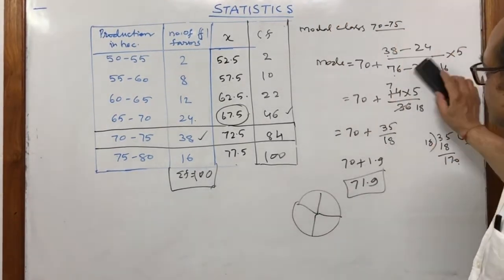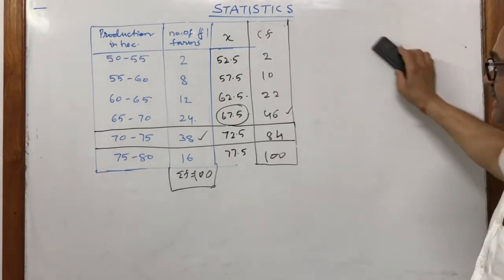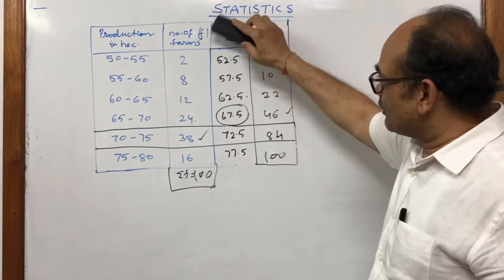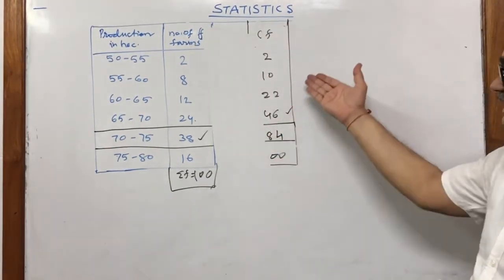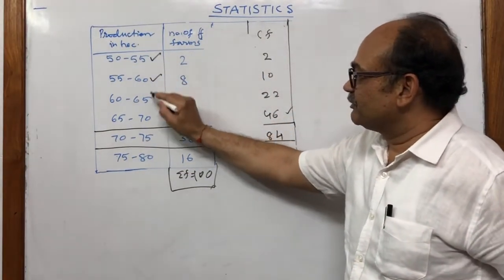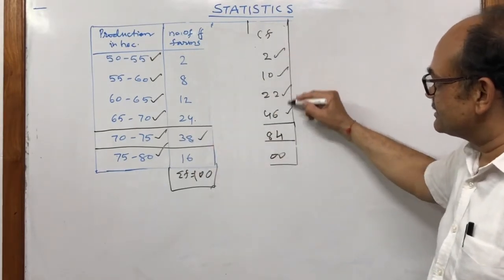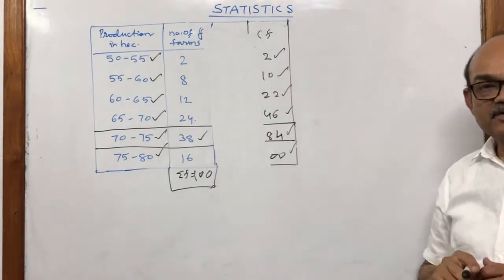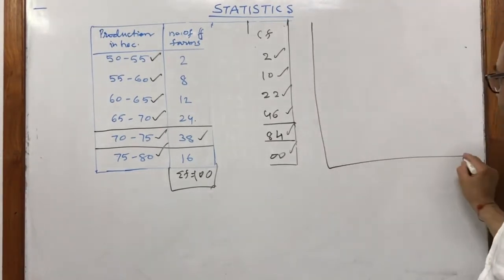Now the last, OGIVE, and how to draw the OGIVE. First less than and then more than. So for less than, we have the table with us. This is for less than. So what combination we are taking? 55, 60, these upper limits with these frequencies will have less than OGIVE. So first we draw the less than OGIVE.